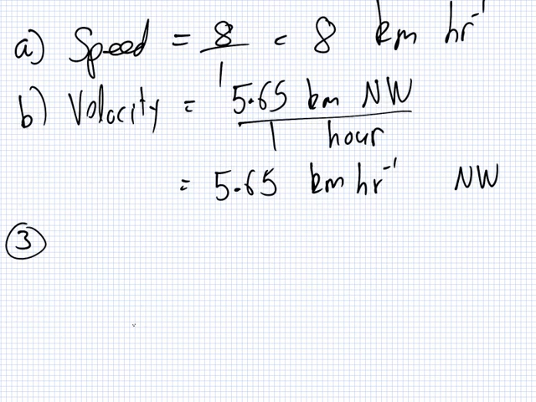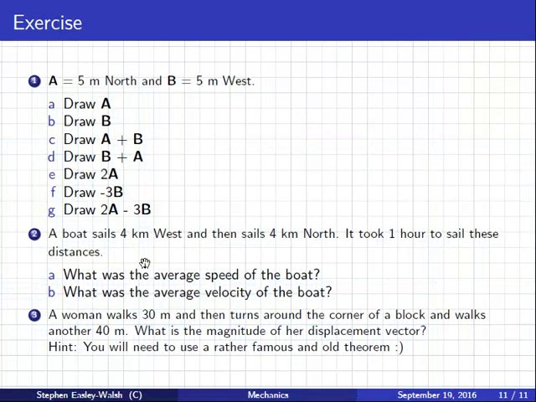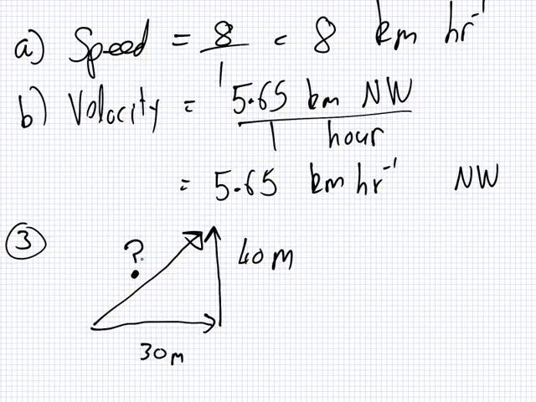A woman walks 30 meters, then turns around the corner and travels 40 meters. My question is, what is the magnitude of her displacement? In other words, how much is she displaced? My hint is you have to use a theorem here, Pythagoras, which I haven't told you yet, and you'll do that in physics and maths, but I was just wondering if people recognize that it's Pythagoras.